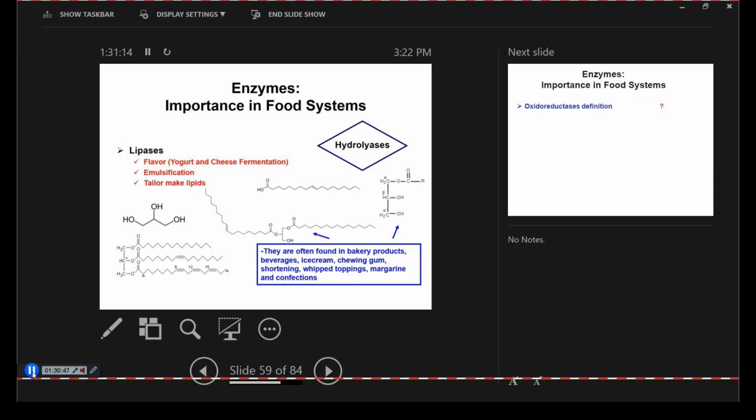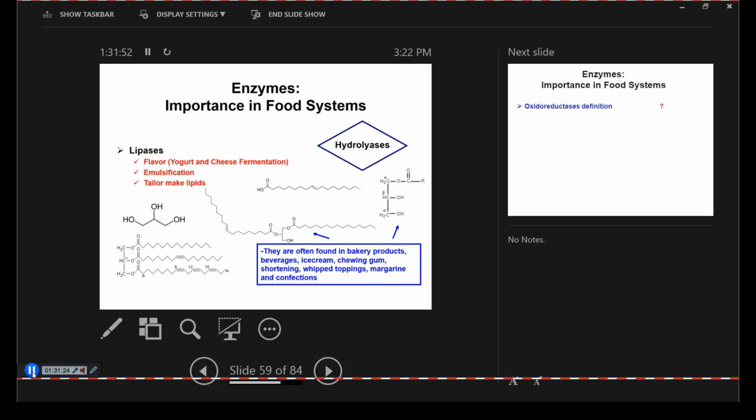Lipases. Lipases have an impact on flavor in different applications, such as yogurt and cheese fermentation, because of breaking the lipid and giving off fatty acids, and that will impact flavor. Lipases are sometimes used to enhance emulsification, for production of mono and triacylglycerols used as emulsifiers, tailor-made lipids for different functionality that can be used for emulsification purposes in bakery products, beverages, ice cream, chewing gum, etc.